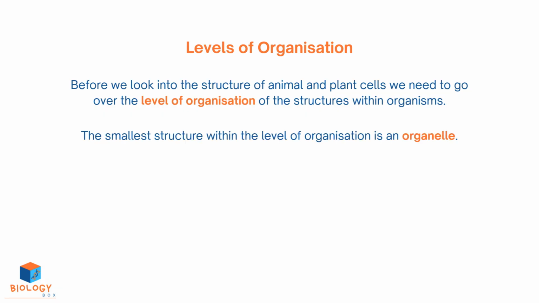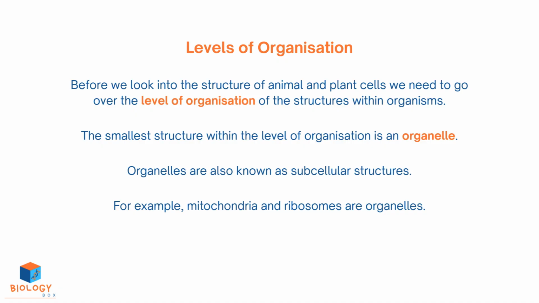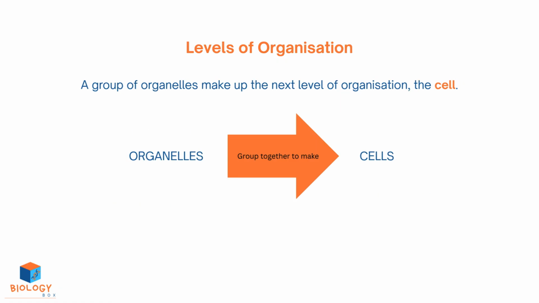The smallest structure within the level of organisation is an organelle. Organelles are also known as subcellular structures. For example, mitochondria and ribosomes are organelles. A group of organelles make up the next level of organisation, the cell. Examples of cells include muscle cells and nerve cells.